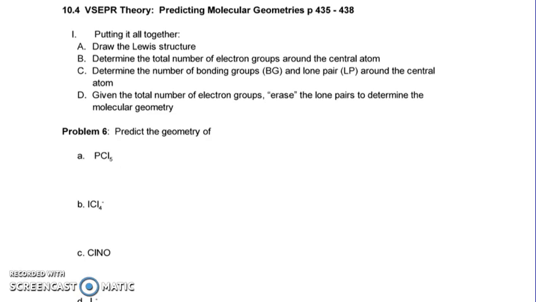This is section 10.4, VSEPR theory: predicting molecular geometries. This is where we're putting together all that we've done so far. All right, so how do we do this? It says draw the Lewis structure.